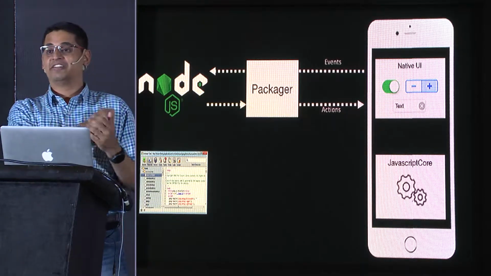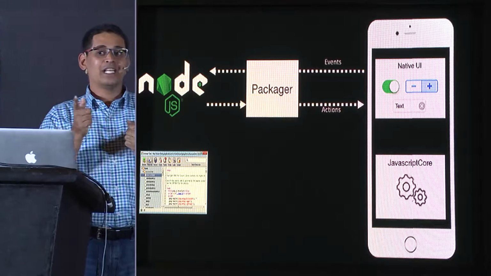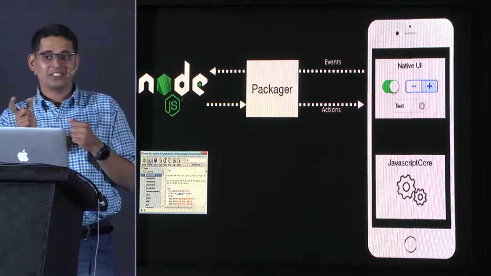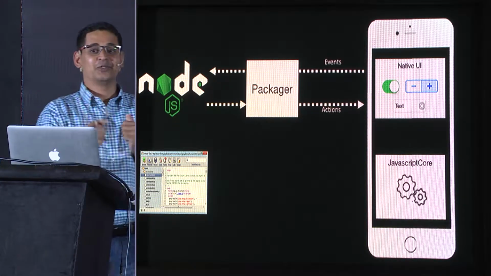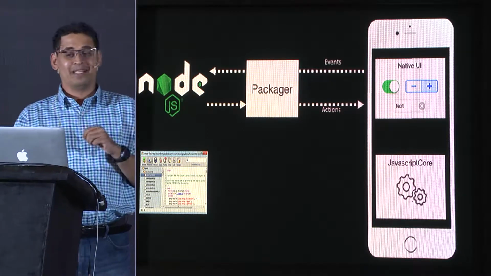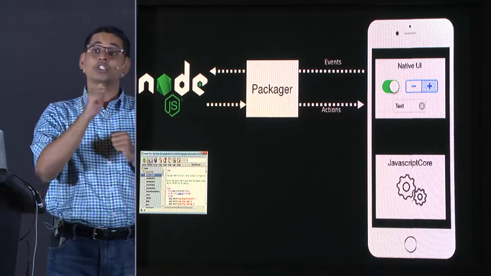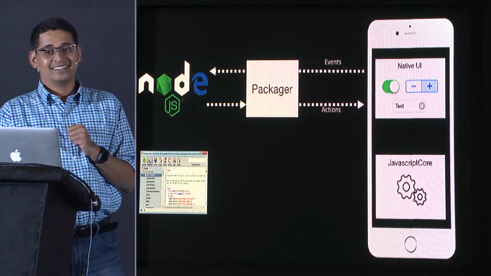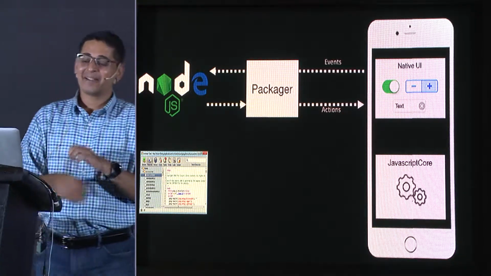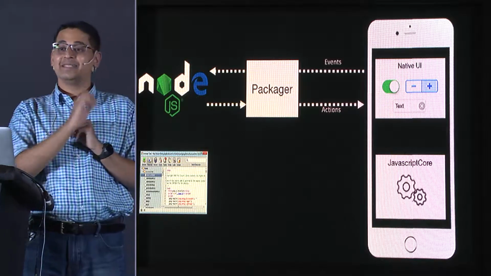Again, what if? Now, Node has V8. That's still kind of Chrome-ish. What if you replace Node? Again, I'm not saying this because I'm at Microsoft, but what if you replace Node with Node Chakra? You would get the exact same story.